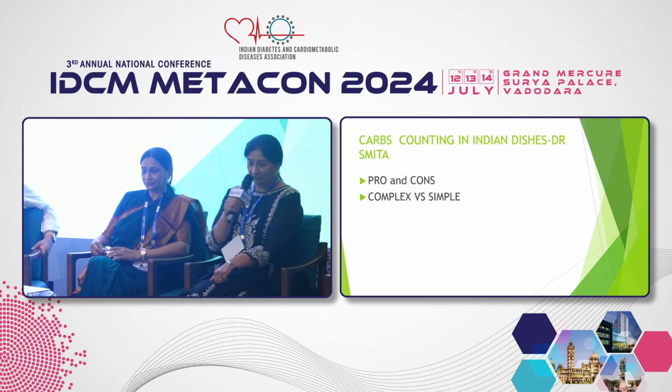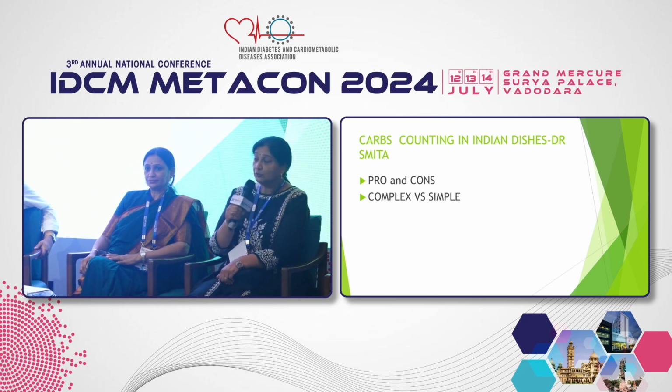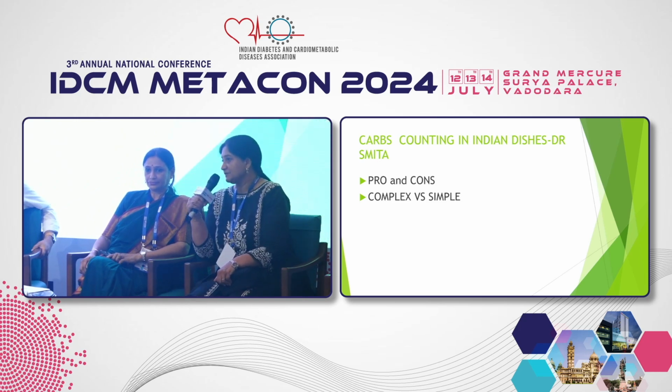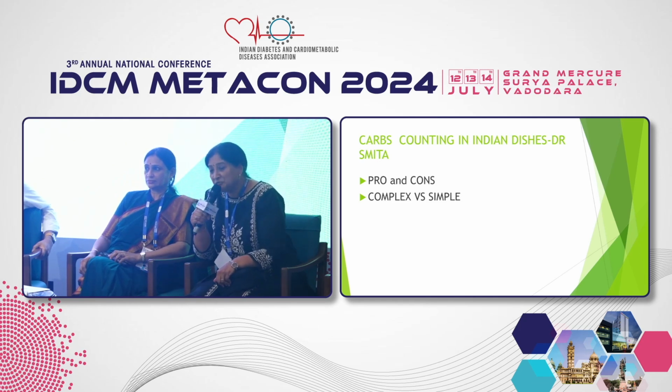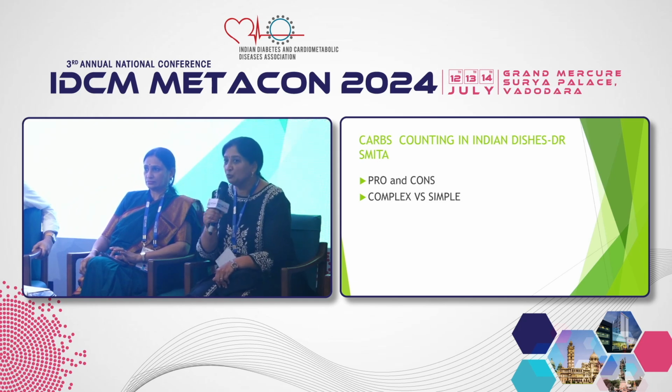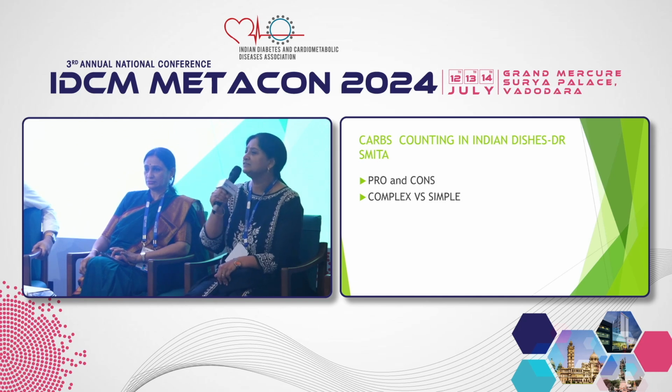A word about complex versus simple, something we all know. Now, complex carbs basically take longer to get absorbed, and they result in a relatively stable blood sugar level. But what fascinates me much more about complex carbs is where are they present? They are present in high fiber foods. And what do high fiber foods do, friends? What do they do that decreases almost all cardiovascular risk?